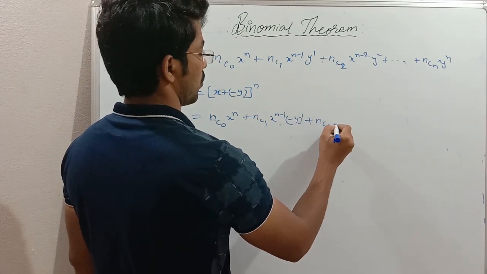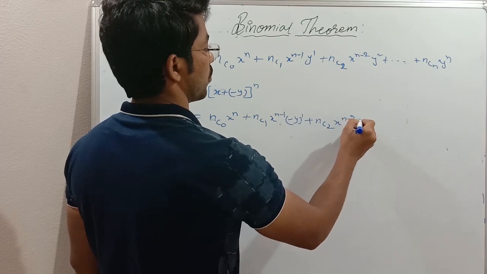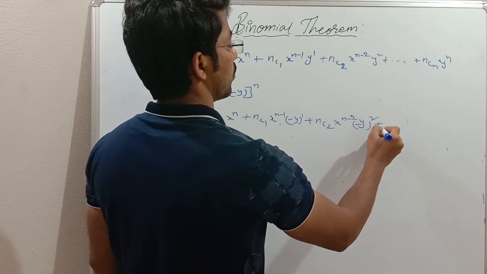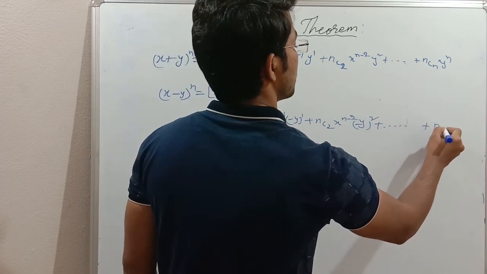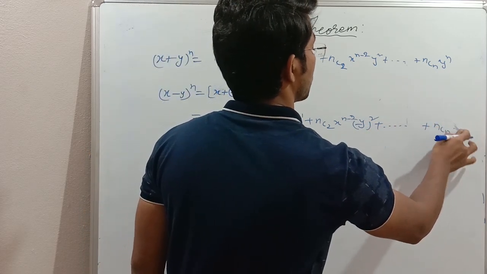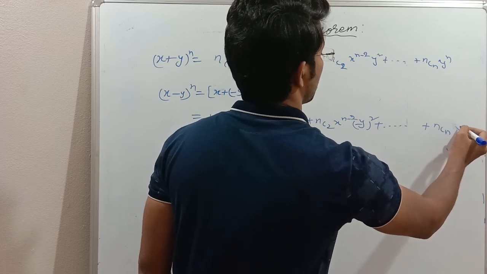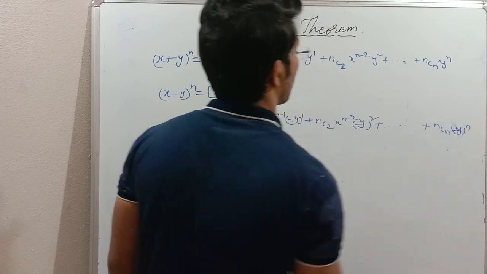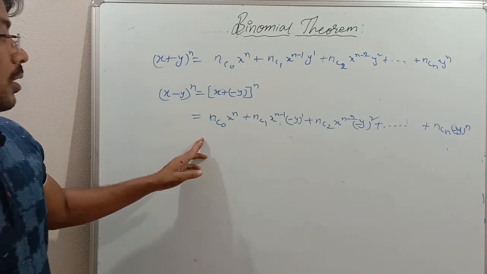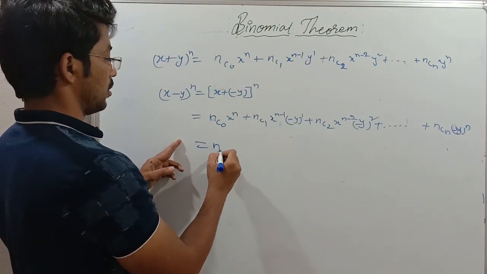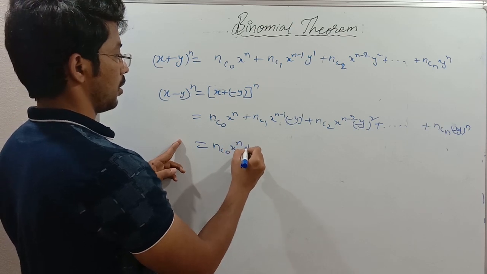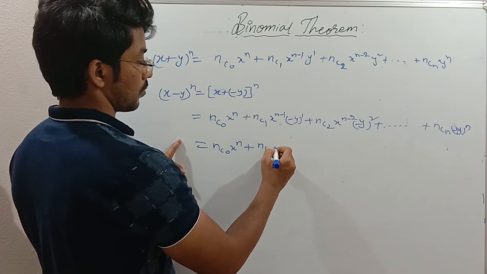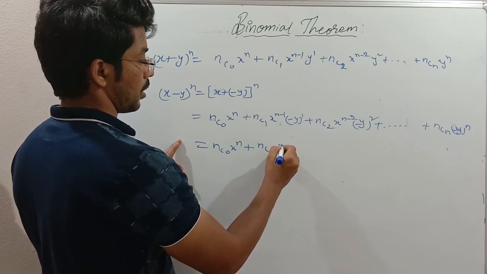Now nC2 x^(n-2) (-y)^2 plus so on, nCn x^(n-n) is x^0, so it is 1, so (-y)^n. Now if you see here, we can write it as nC0 x^n plus nC1 x^(n-1).